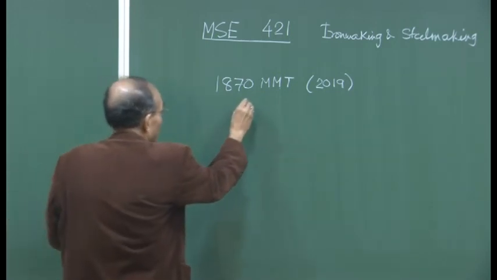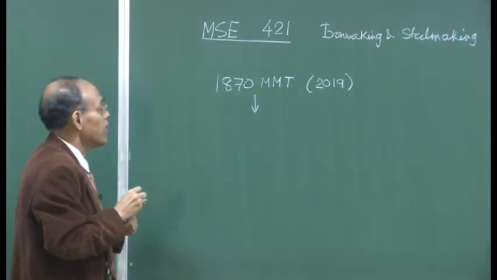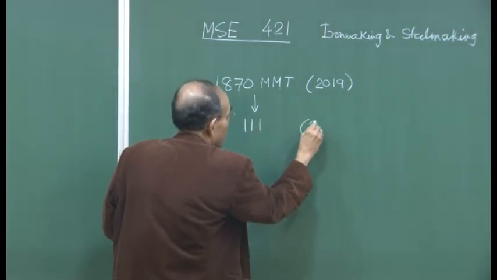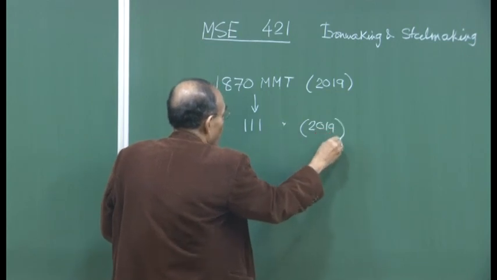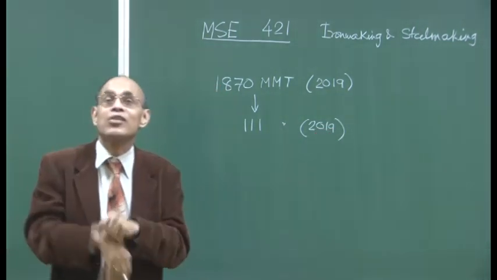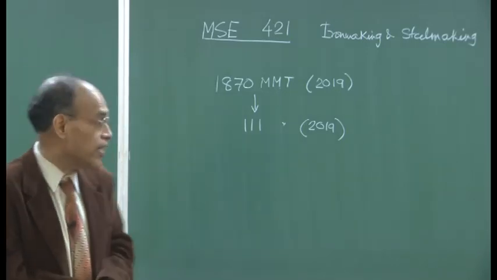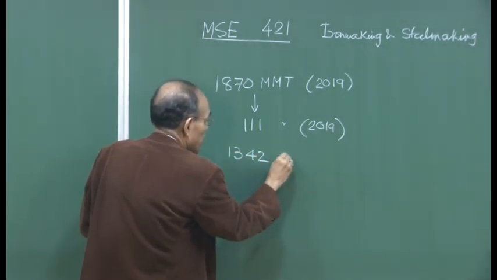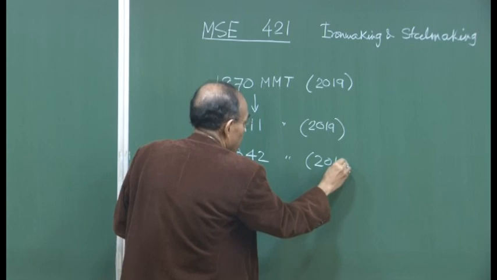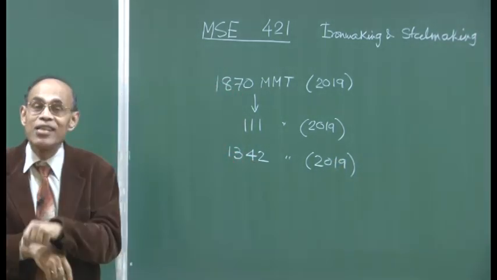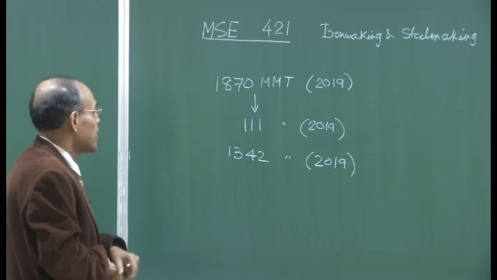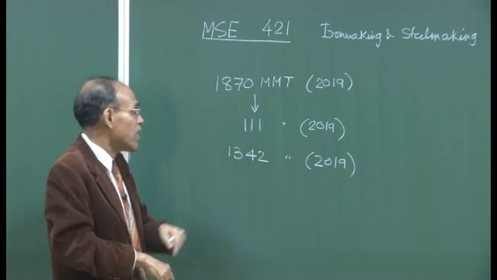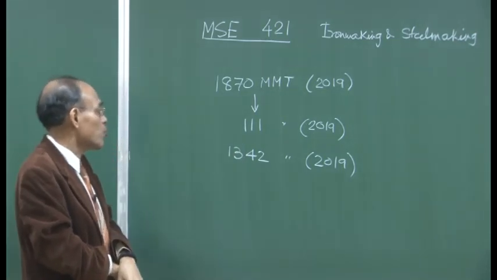And of this, I just want to quote so that you get an idea that India produced about 111 million tons of steel in 2019, while the entire Asia, Asia is the hub of the iron and steel industry, China, Japan, and India leading, and we have something around 1,342 million metric tons. And India is the second largest steel producer in the whole world. Immediately behind us is Japan, okay? And of course, China is the first or the most predominant producer of steel.